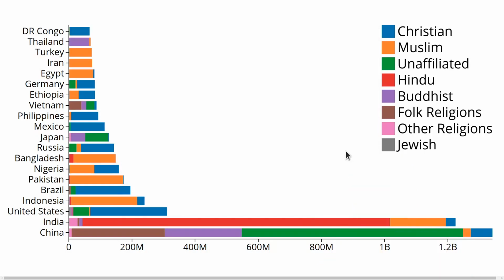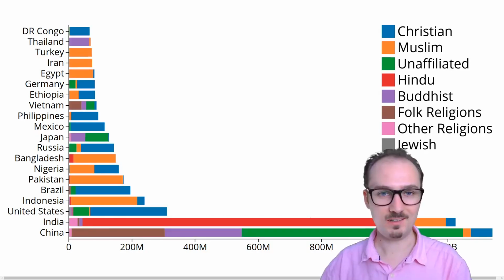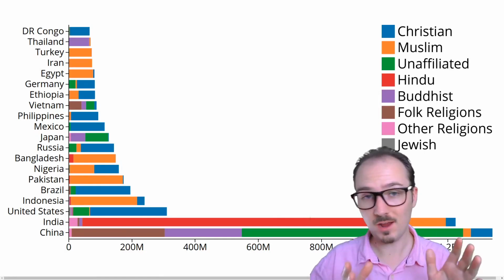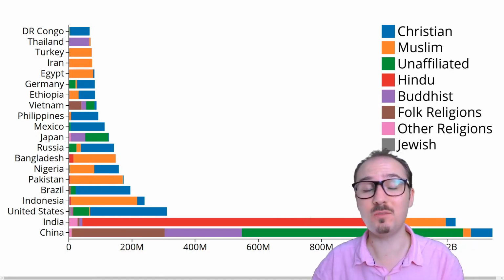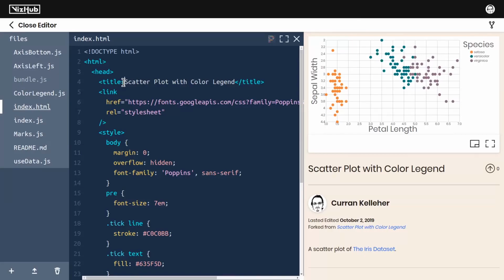This is super useful because it lets the viewer interact with the visualization to answer specific questions. For example, you could ask, what are the most populous Muslim majority countries, by just hovering over this entry in the color legend. And boom, they pop right out. Let's implement this technique in our scatter plot. Once you figure out how to do it, you can apply this technique to any visualization where there's a color legend. I'll start by forking this scatter plot with color legend and renaming it to interactive color legend.